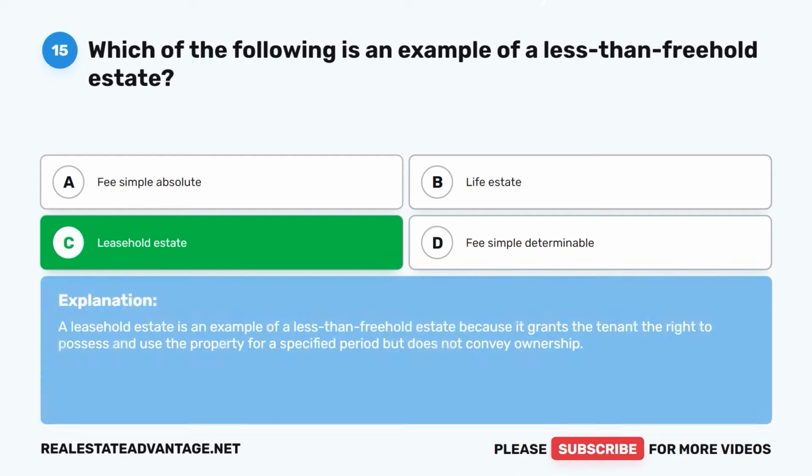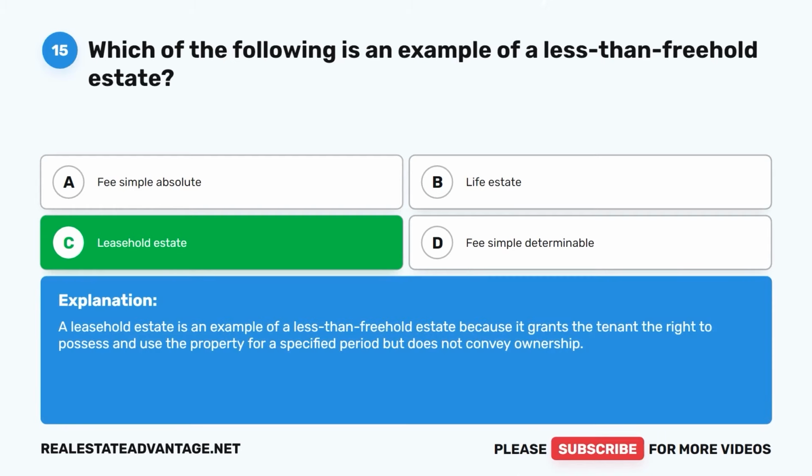Leasehold estate. A leasehold estate is an example of a less-than-freehold estate because it grants the tenant the right to possess and use the property for a specified period, but does not convey ownership.